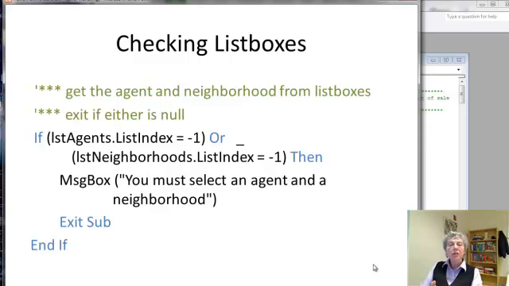So first of all, how do we check that both list boxes had an item selected? You'll recall that when we ran the program, one of them has a default, but that's really not the best choice for these. So another thing you can do is just see if anything has been selected, and the way you do that is by looking at the list index property of the list box, and if that happens to be -1, it means nothing is selected. And in that case, we give a message that you must select an agent and a neighborhood and exit.